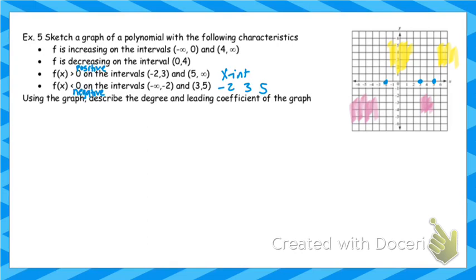So now, I need to figure out where my graph turns. Well, remember, where your graph changes from increasing to decreasing, those are your relative mins and maxes. That means that 0 and 4 are going to be the locations of your relative mins and maxes. So 0 and 4 are the x values where those are happening.